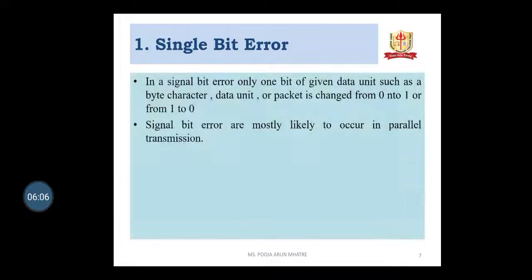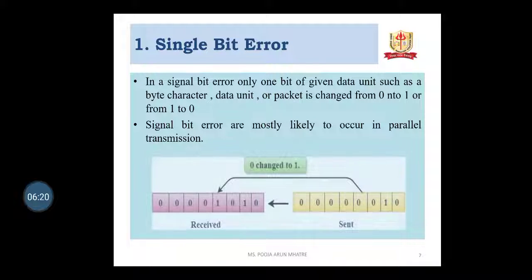Single bit error. In a single bit error, only one bit of a given data unit, such as a byte, character, data unit or a packet, is changed from 0 to 1 or 1 to 0. Single bit errors are most likely to occur in parallel transmission. Here the diagram shows the sender side data and receiver side data.